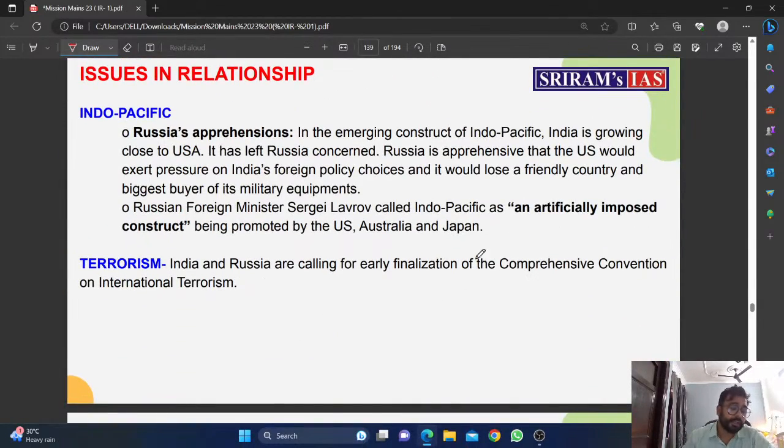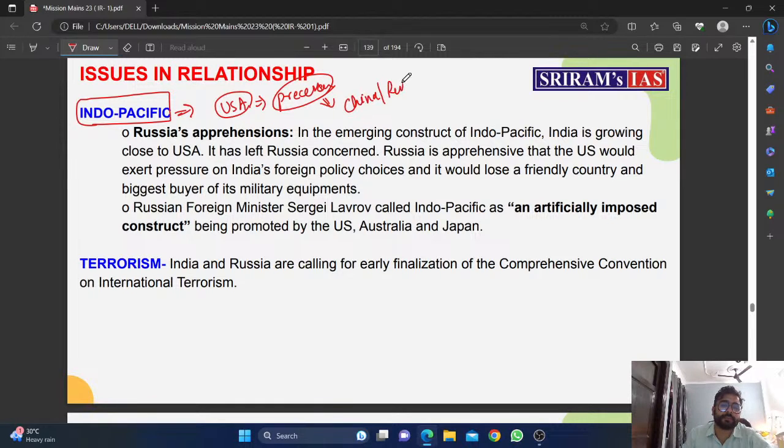Then, how the Indo-Pacific region becomes an issue: slowly the USA is gaining presence in the Pacific Ocean, and the most severe impact of this presence will be on China and on Russia. On the other hand, India is also growing closer to the USA.